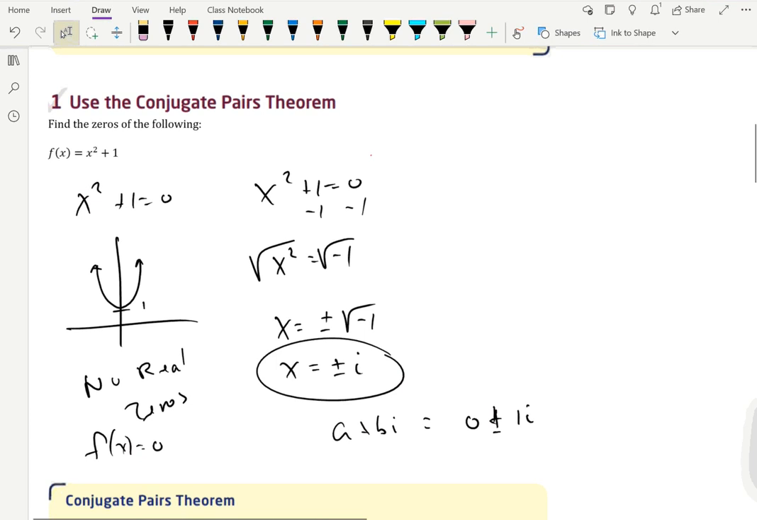And then the conjugate pairs theorem here. Notice pairs. If we have a pair of something, that means we have two of them. So notice when we have our solution here, it's positive i and it's negative i, because in the equation we consider the principal square root and the non-principal square root. So we always consider the positive as well as the negative. So the positive is first, the negative is second, so then we have a pair of items.